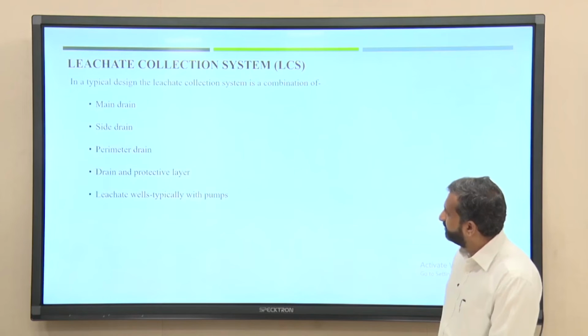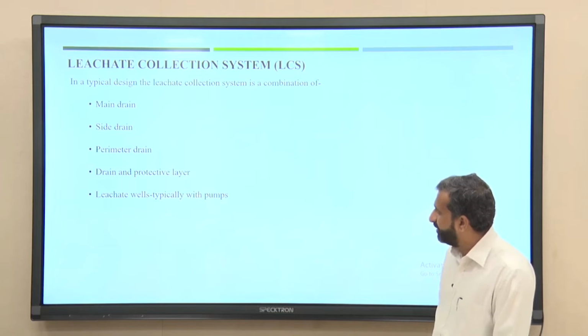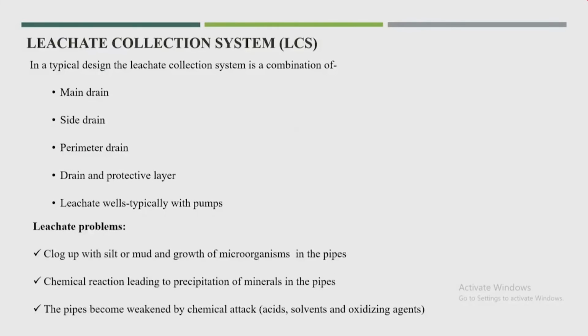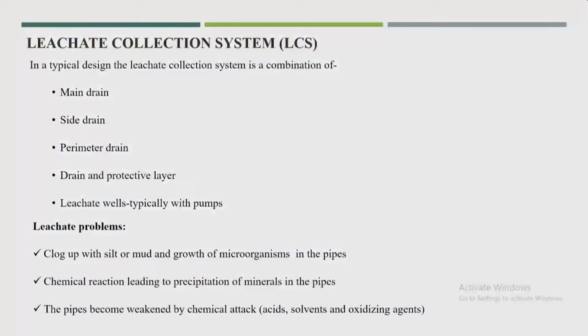Now, the leachate collection system will have a main drain, side drain, perimeter drain, drain and protective layer, and leachate wells, typically with pumps. These are the combinations in leachate collection systems. And what could be the problems? There is clogging with silt and mud and growth of microorganisms in the pipe, chemical reaction leading to precipitation of minerals, and pipes becoming weakened by chemical attack, which could corrode. These are a few issues that come up once you put drain pipes into landfill facilities, so obviously we have to inspect from time to time.